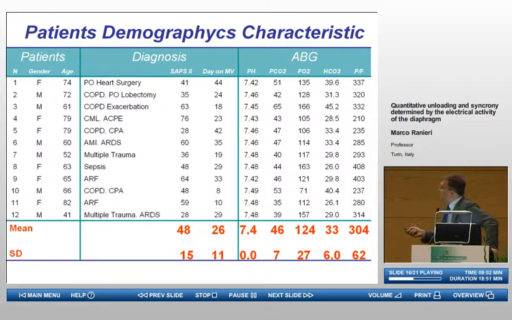Here you have again the patients. These are 12 patients coming from different diseases, COPD again, ARDS, pneumonia, multiple trauma. Some of these patients were the ones studied in the previous study. Ventilated for 26 plus or minus 10 days, all in the weaning phase as indicated by the blood gases shown here.